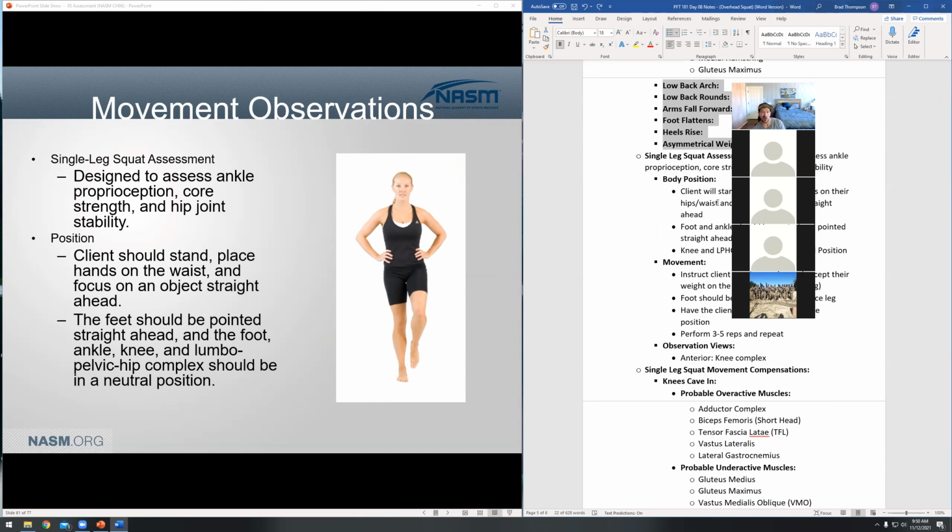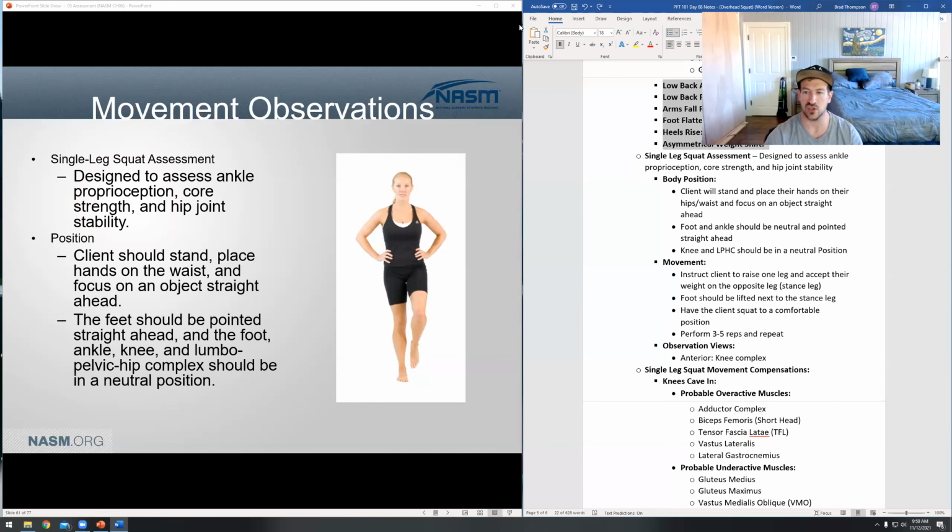So the single leg squat is designed to assess for mobility as well, but it's also going to assess your client's balance. It's designed to assess your ankle proprioception, your ankle's ability to know what's going on and whether or not it's got enough connection to everything, your core strength, which has a lot to do with your balance as well, and then hip joint stability. So yes, obviously there is some posture here as well. Instruct your client to stand with their hands on their hips, focusing on an object straight ahead. Foot and ankle should be in a neutral position from the start, and their pelvis should be in a neutral position as well.